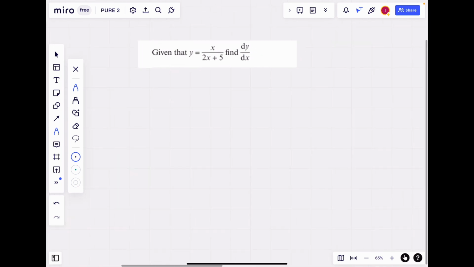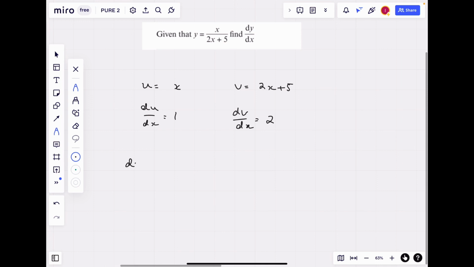In this case, what is your u going to be? x. And what's your v going to be? 2x plus 5. Now you can work out du by dx, which would be what? 1. And then dv by dx, which would be 2.